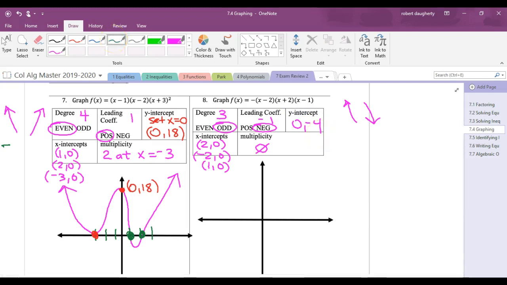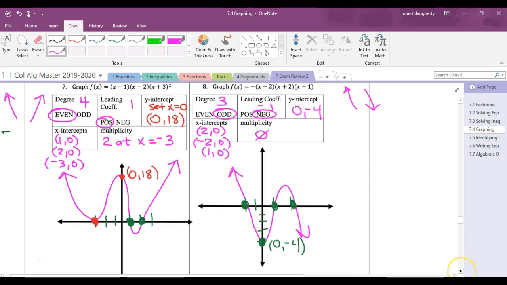So if I graph this, 0, -4, that's my y-intercept. I cross the axis at -2 and at 1 and 2. So is it possible to do what I want? I can start up here, come down to the y-intercept, cross, and then end up in this area. So that's the general shape of this graph.